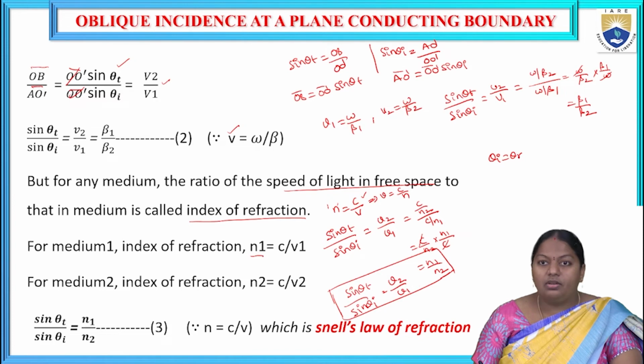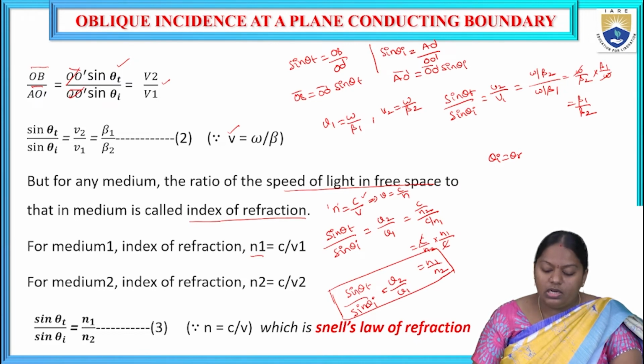Refraction means that the refracted wave is also called the transmitted wave. Hence, it is the ratio of transmitted to incident: sine theta t by sine theta i equals v2 by v1 equals n1 by n2. This relation is called Snell's law of refraction. We call this refraction because it is derived from the index of refraction.